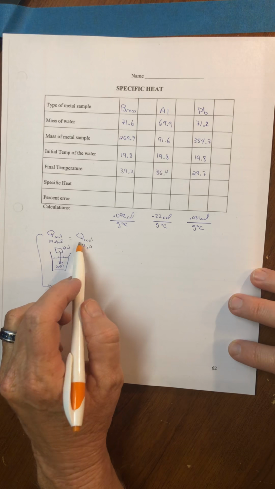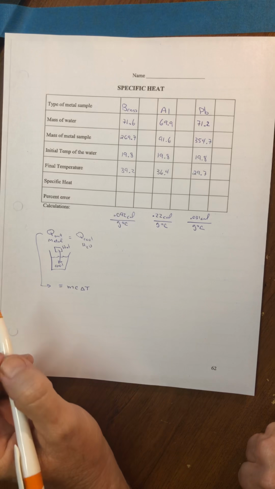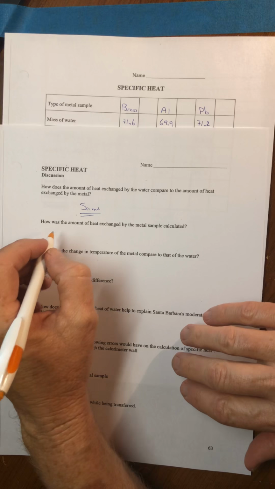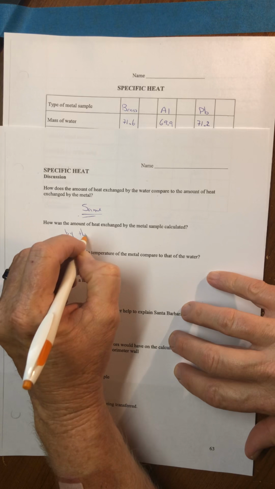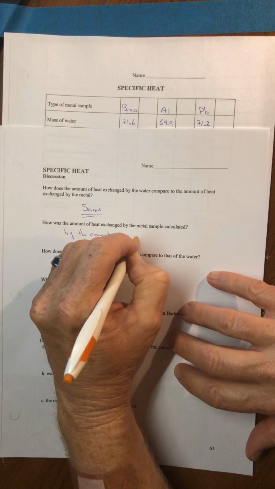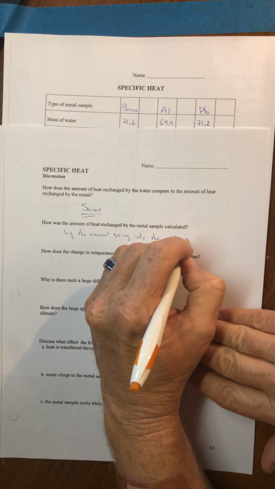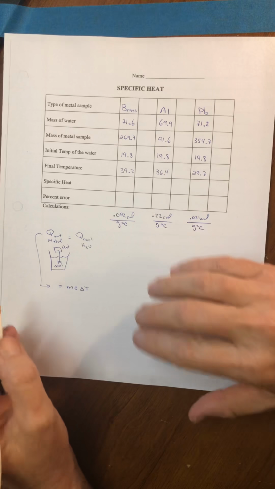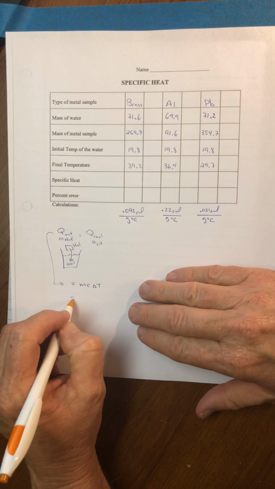The answer is we're going to calculate what goes into the cold water. That's the answer to this question. How was it calculated? Maybe I would just say: by the amount going into the cool water. So that's what they're kind of getting at here. Let me actually do this calculation, and we'll see what kind of number we get here.